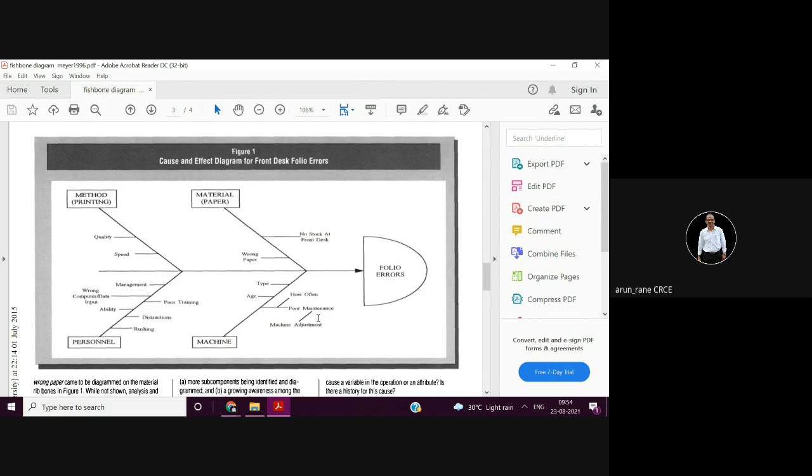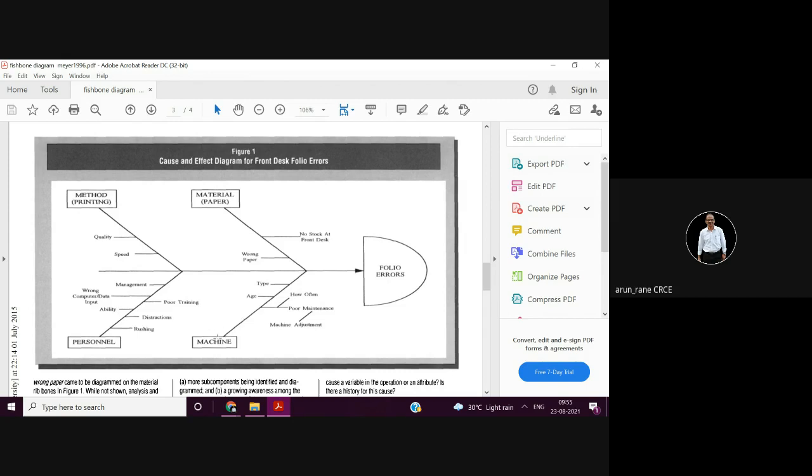You have to group them properly. Like poor maintenance: what is related to maintenance, you have to write here only. Machine adjustment, you have to write in poor maintenance only, or how often maintenance is carried out, you have to write here. The type, like manual or semi-automatic, you have to write here. So this is a kind of subgroup in machine.